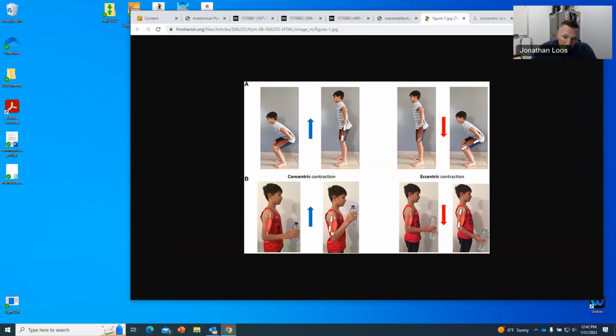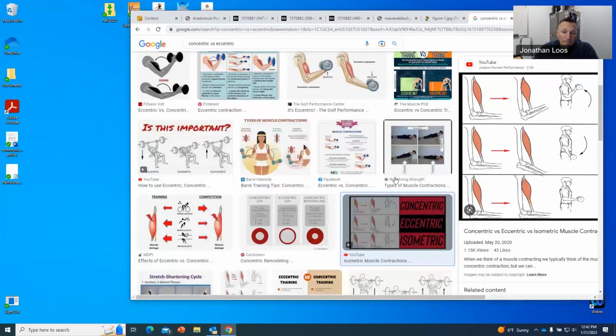Same thing here. I'm going from an elbow flexed position to a more flexed position. That's a shortening of the muscles. Muscles are overcoming gravity. Here, gravity is winning the tug of war, so it's pulling the water bottle down, but it's doing it slowly. It's not just dropping it like gravity wants to. It's moving slowly, so that's the eccentric contraction. So that's the big thing that you have to look at there.